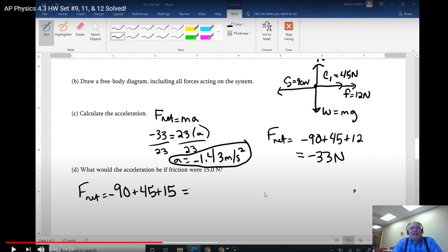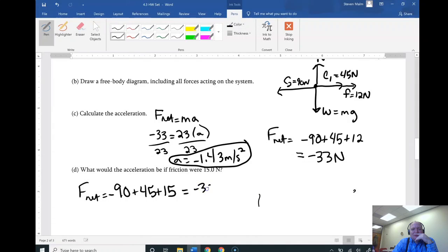But what if it had said the force of friction was 50 newtons? Well, then she would do minus 90 plus 45 plus 50. But the 50 should go the other way. Wow, that is a tricky problem. But with 15, she's safe, right? With 15, she's safe. I'm curious how she wraps this up.